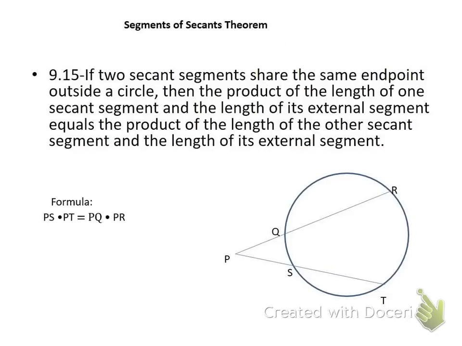Right? So if two secant segments... back up. If two secant segments share the same endpoint outside the circle, then the product of the length of one secant segment and the length of its external segment equals the product of the length of the other secant segment and its external segment. It's a lot of words, right? So basically what this is saying is, all right, these guys are intersecting outside the circle.